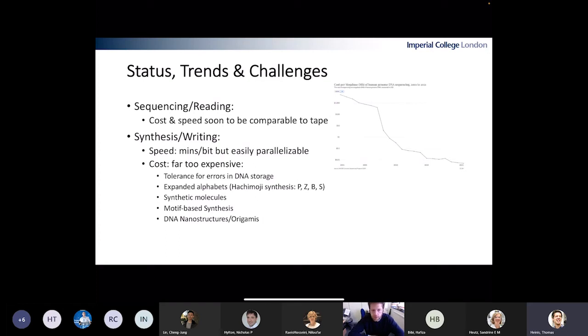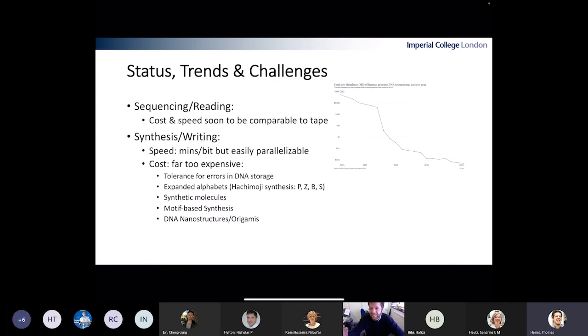And there are a couple of approaches to that. For biological purposes, we need to have 100% accuracy when synthesizing. For DNA data storage, we don't, because we can incorporate error correction codes that allow us to read back. There are other ideas like an expanded alphabet, synthetic molecules altogether, and motif-based synthesis, where you don't synthesize every bit, but you have building blocks that you staple or ligate together into longer representations, so that you can break this dependence on synthesis.